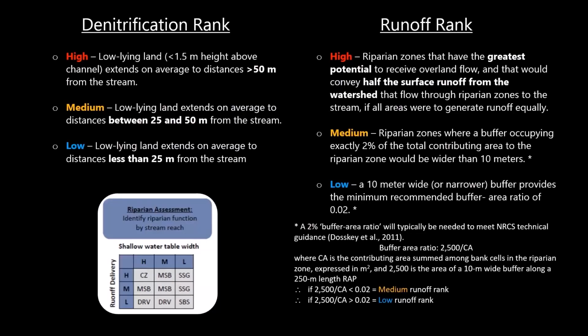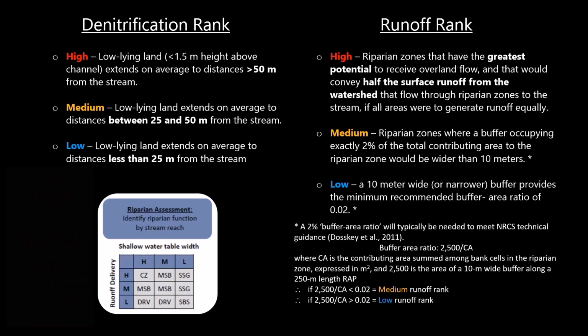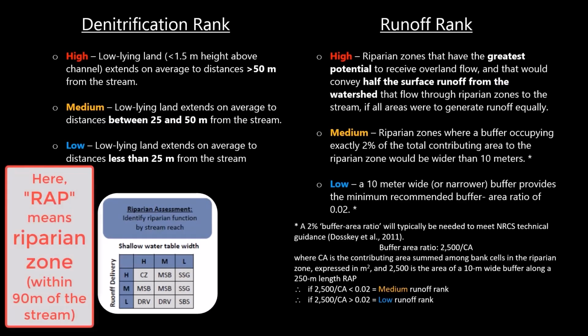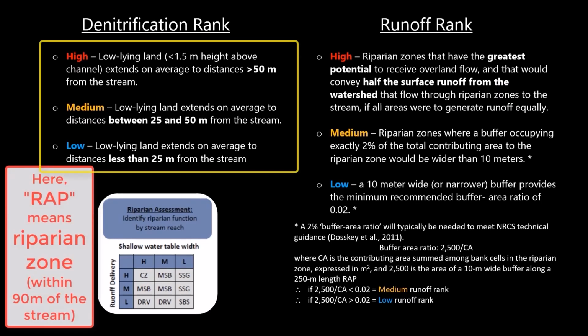Next, we need to assign a denitrification rank and a runoff rank before we can begin our cross-classification assessment. For the denitrification rank, we look at the low-lying land's average width within the RAP. If that average width is greater than 50 meters, we assign a rank of high. If it's between 25 and 50 meters from the stream, we assign a rank of medium. And if it's less than 25 meters from the stream, we assign a rank of low.